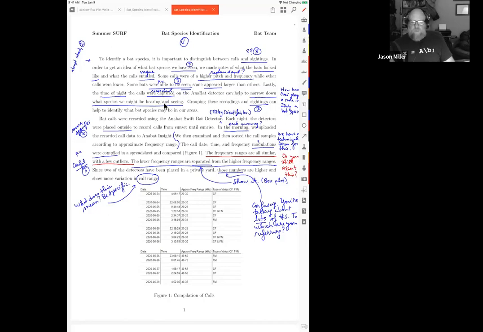Narrow down what species we might be hearing and seeing. Again, the seeing. And then I ask here, parenthetically or in the margin, how has time played a role in IDing a bat species? Because you're talking about time of night here. That has never come up in the conversations that we've had as a group. Okay, and if it has played a role, write about it, be specific.